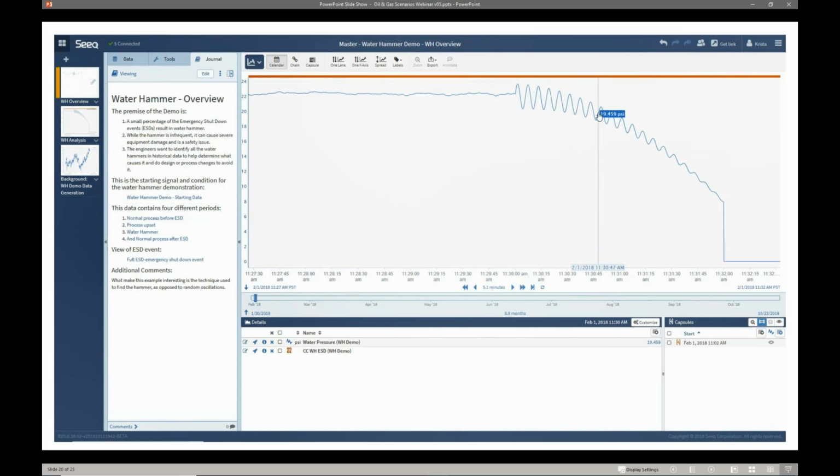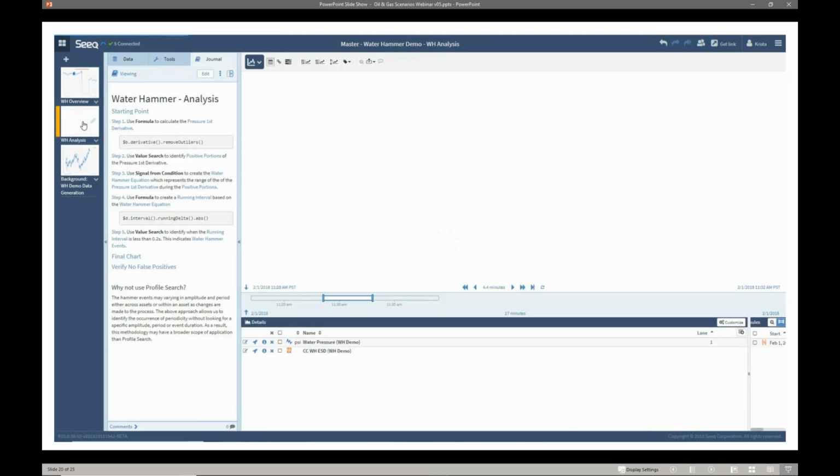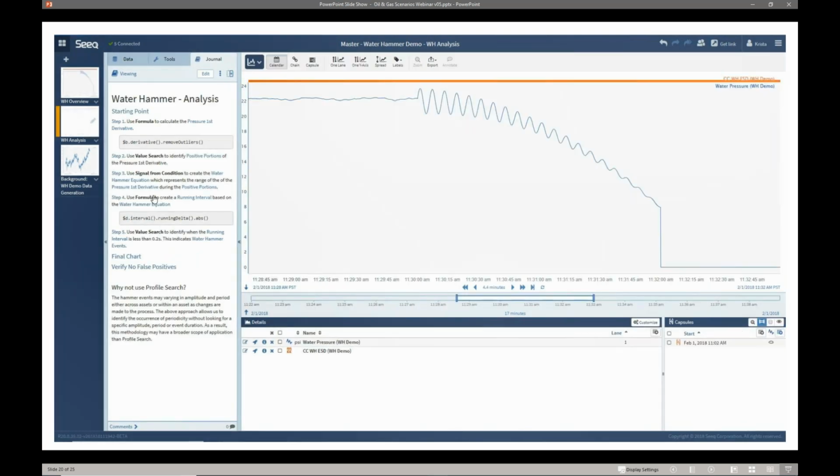This is what we'd like to detect in our equipment. To do this, I'm going to go to my next worksheet page where I've written out in my journal the steps for this analysis. In particular, for this analysis, I could consider using a profile search. We're going to take a little bit different approach today.